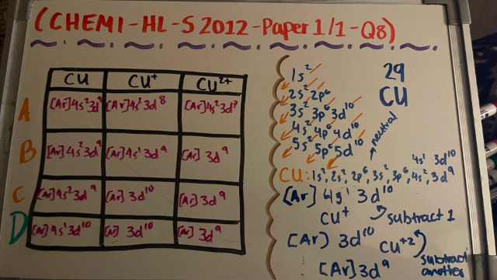Number A is also entirely incorrect. Cu+ and Cu2+ is incorrect because they got the electronic configuration completely wrong. They did not have the correct number of electrons.